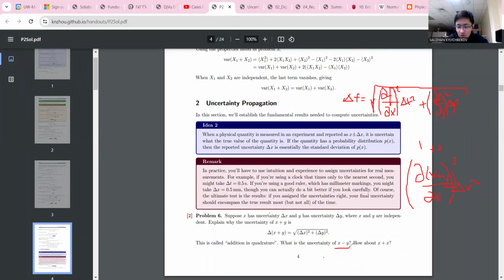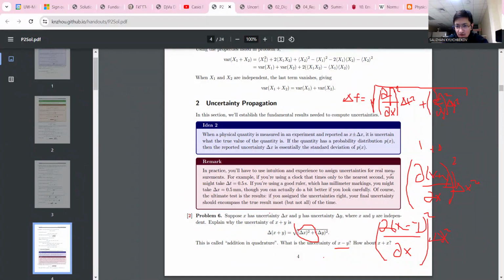x minus y, it doesn't matter, they are the same, right? Because you take the same derivative: the partial derivative of x minus y with respect to x, times delta x, squared. So it's 1 squared times delta x squared. The first part is the same.